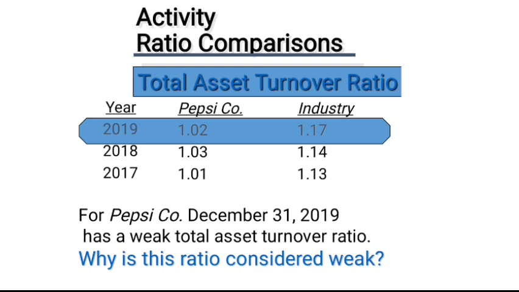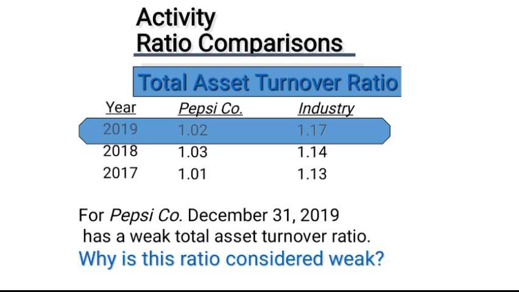Now let us have a comparative analysis of total assets turnover of Pepsi Cola with the industry and with itself from 2017 to 2019. It was 1.01 in 2017, 1.03 in 2018, and 1.02 in 2019. The industry's total assets turnover was 1.13 in 2017, 1.14 in 2018, and 1.17 in 2019.